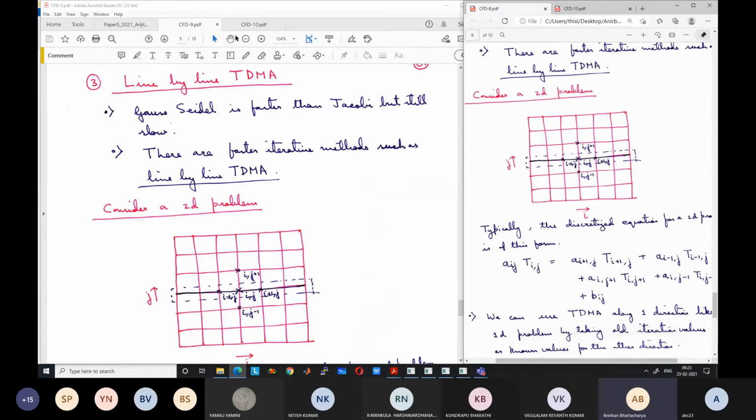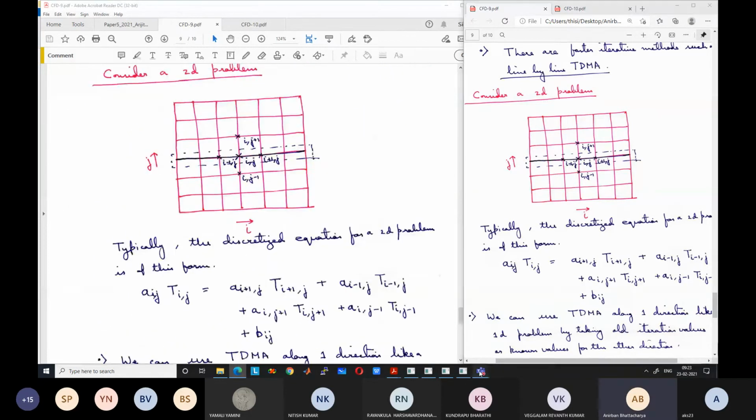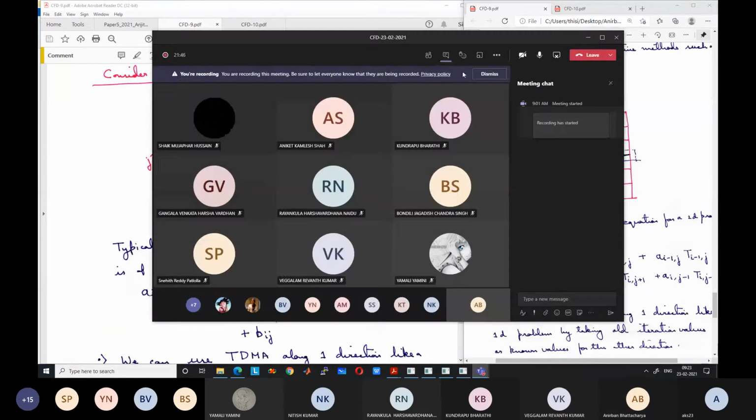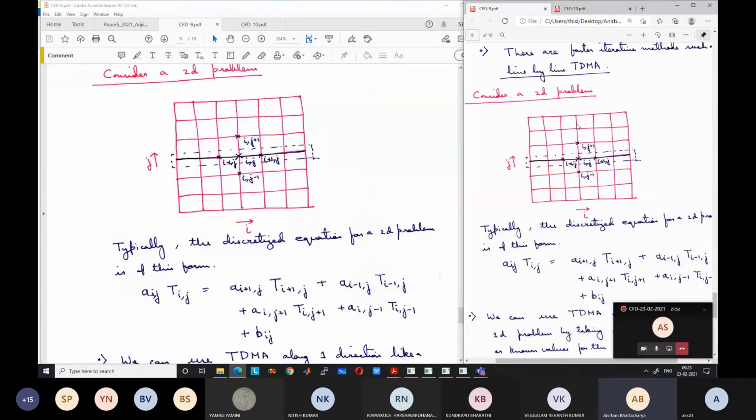Any questions on this? Any questions in general also on the numerical solution? Yes.